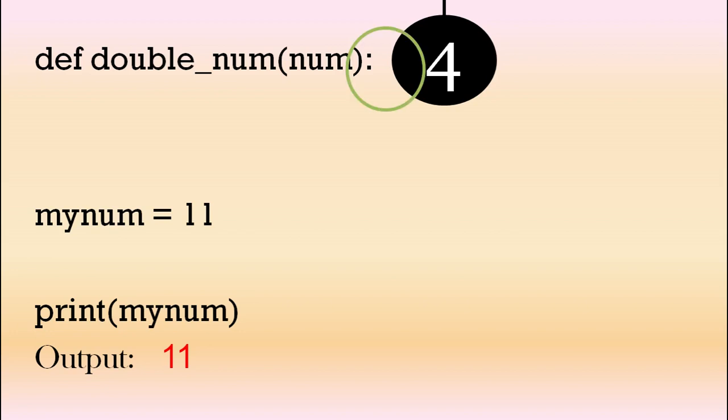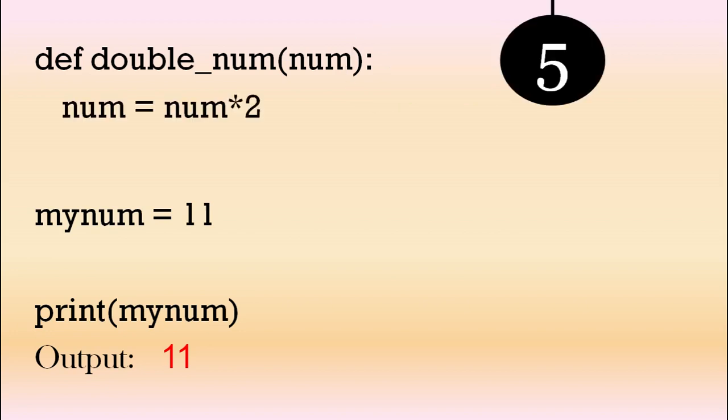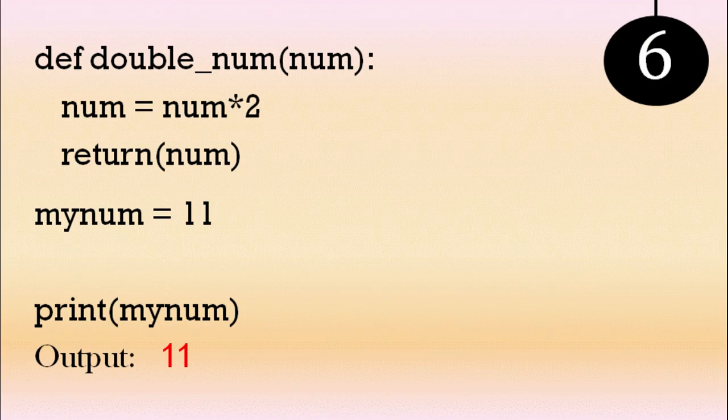Underneath, we've got that gap to say the code is part of the function. Remember, it's called indentation. And the code to double a number is num equals num times 2. We also need to return that answer. So we have return, and then brackets, inside the brackets, the things that we're going to return, in this case, num.